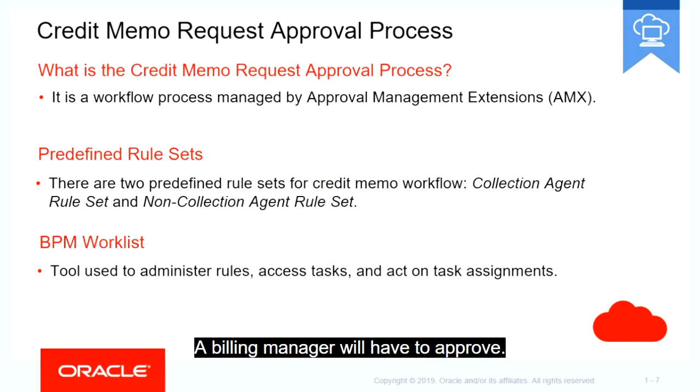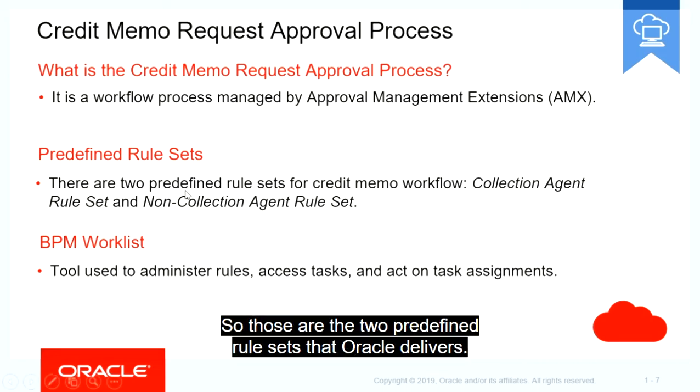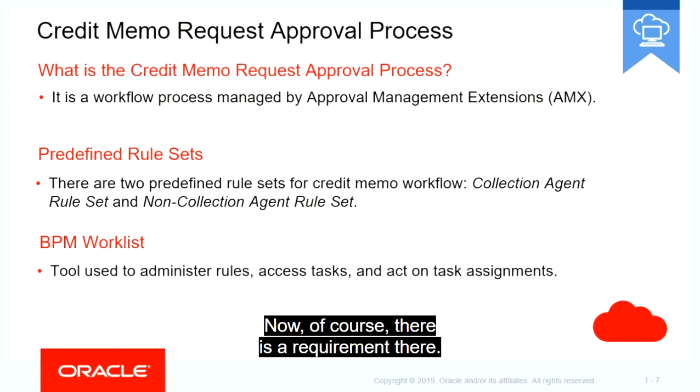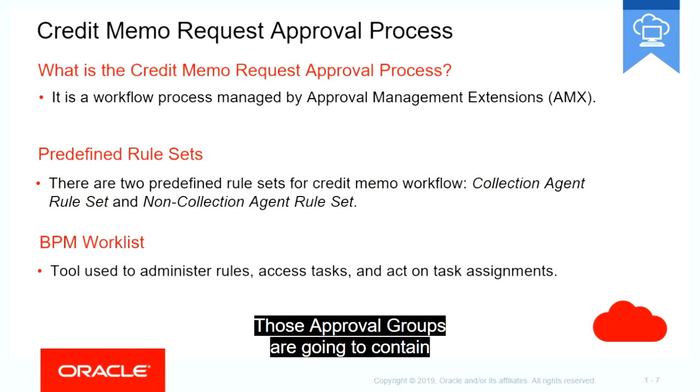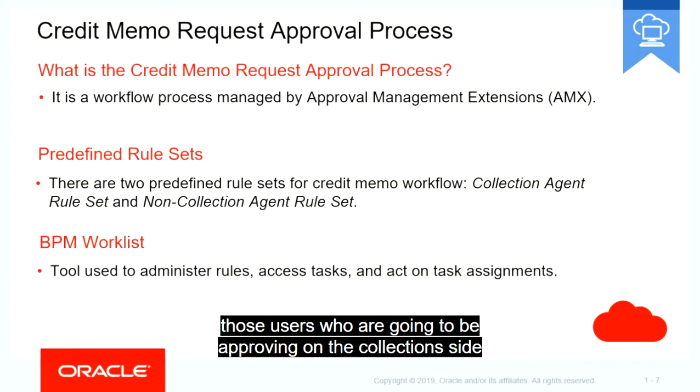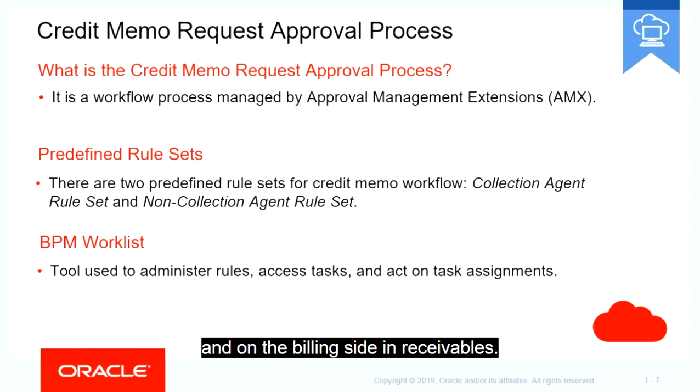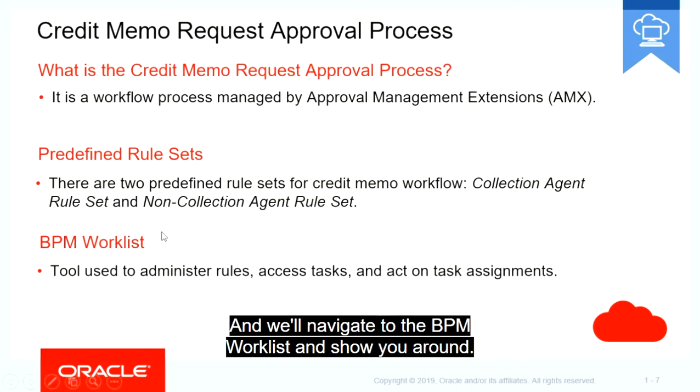A billing manager will have to approve. So those are the two predefined rule sets that Oracle delivers. Now, of course, there is a requirement there. We do deliver the rule sets, but for each rule set, you do have to define approval groups. Those approval groups are going to contain those users who are going to be approving on the collection side and on the billing side in receivables. So we'll explore that in a moment, and we'll navigate to the BPM work list and show you around.